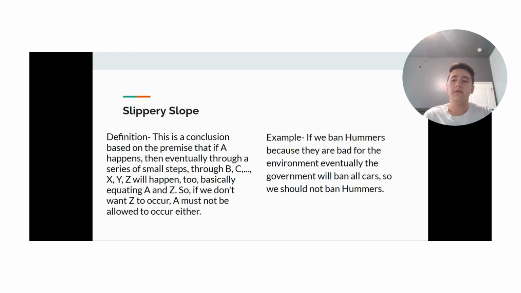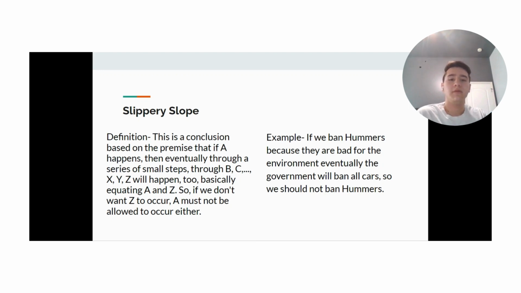Next one I chose, slippery slope fallacy. This is a conclusion based on the premise that if A happens, then eventually, through a series of small steps, through B, C, E, F, G, and so on, going to the end, X, Y, Z will happen too. Basically, equating A and Z. So if we don't want Z to occur, A must not be allowed to occur either.